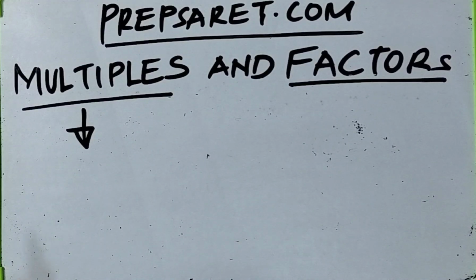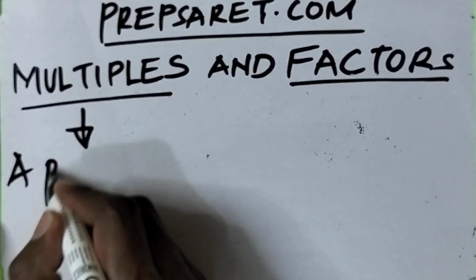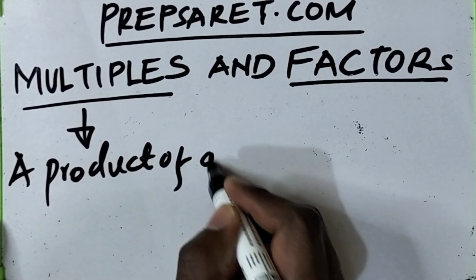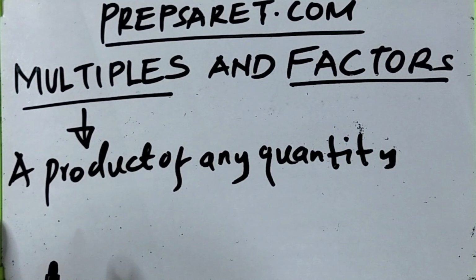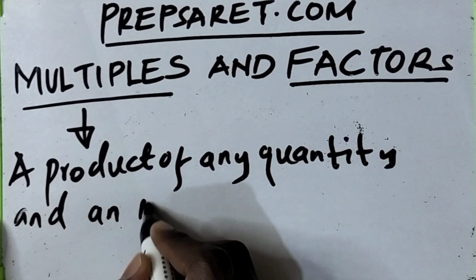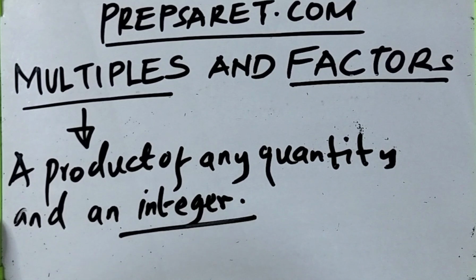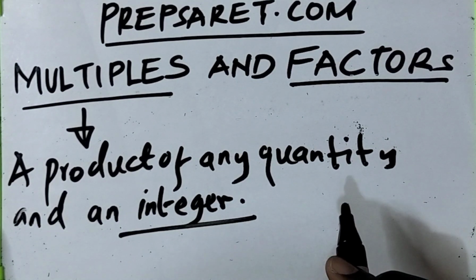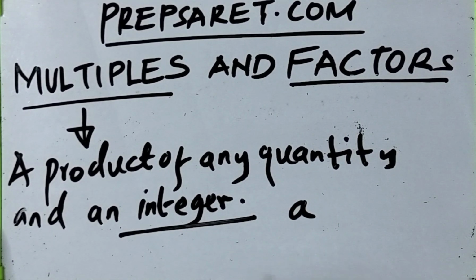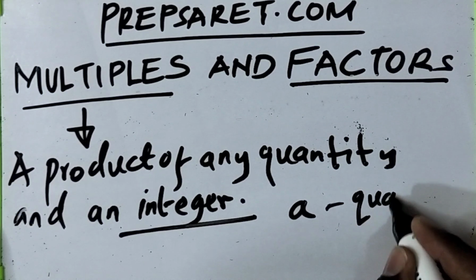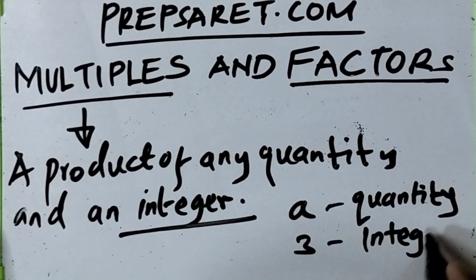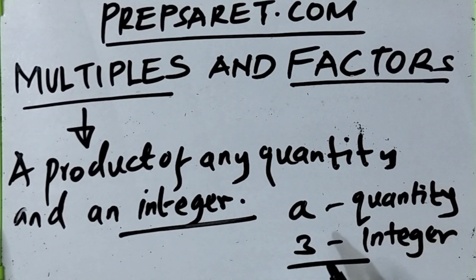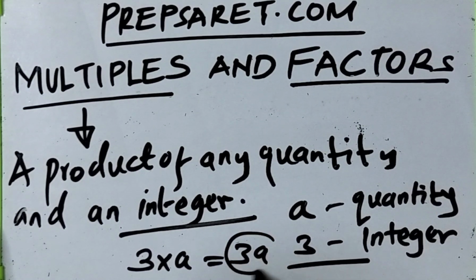A product of any quantity and an integer. This means, for example, if you have a quantity like, let's say, A, and an integer, for example, 3. So how do we get a multiple from a quantity and an integer? We shall say 3 times A, which is 3A. So 3A is a multiple.